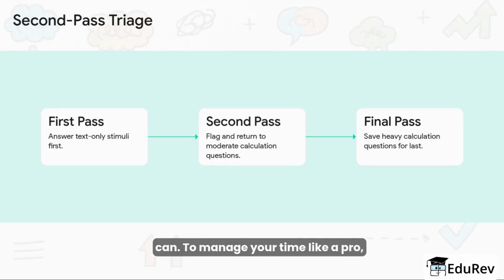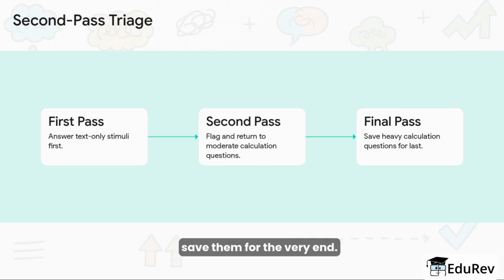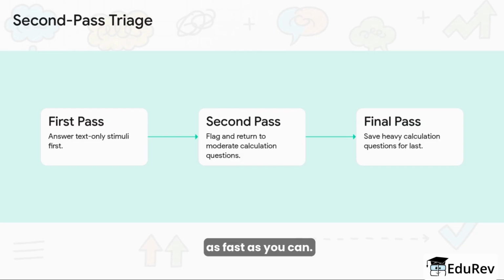To manage your time like a pro, you gotta think like an emergency room doctor. Triage. Go for the low-hanging fruit first. Those text-only questions are usually the quickest marks. If something requires a bit of math, flag it and come back. And those super heavy calculation questions, save them for the very end. The goal is to bank as many easy marks as you can, as fast as you can.